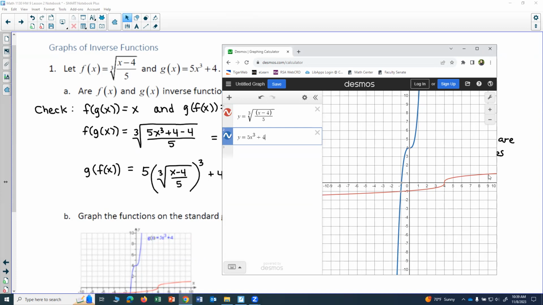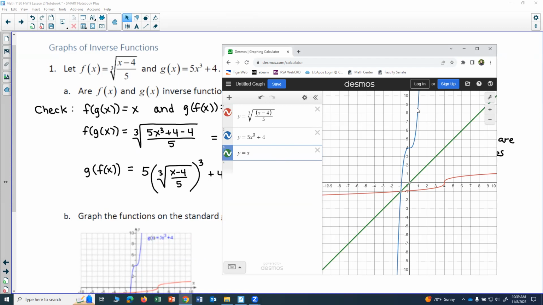And the first one is the cube root. The second one is the cubic. Now, what do you notice about these two graphs? Let me graph a third part. Let me graph the line y equals x.